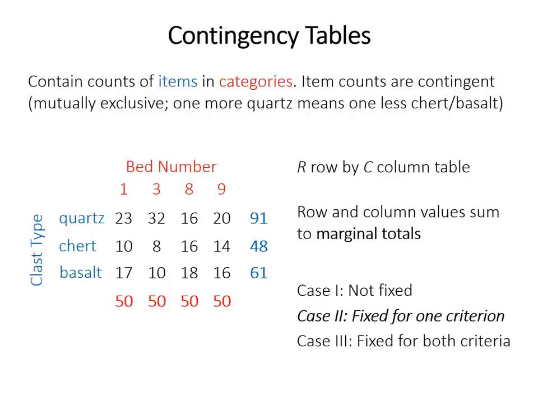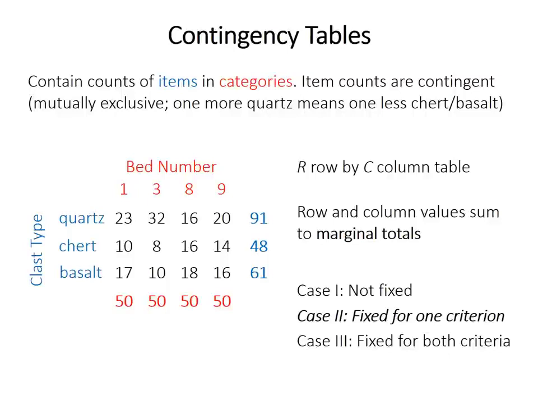You might have that situation, but most often you'll encounter case two, when one of the marginal totals, either the rows or the columns, is fixed prior to collecting the data. So that's the example here. In this hypothetical situation, we chose to count 50 rocks from each bed. So the column marginals are fixed at 50. However, we didn't know how many quartz or chert or basalt rocks we would find, so those totals weren't fixed beforehand. We had no way of knowing how many we would come up with.